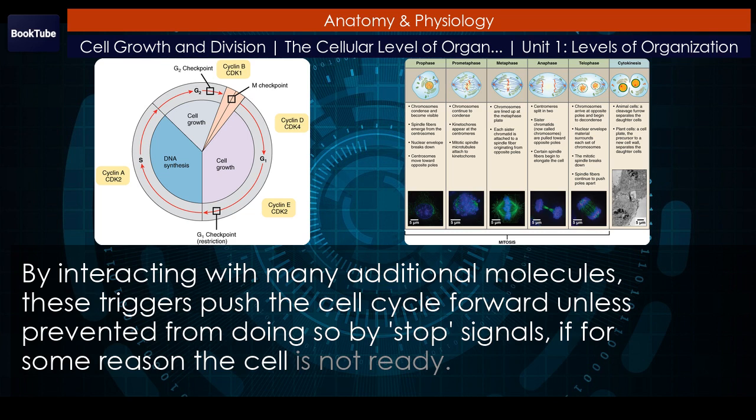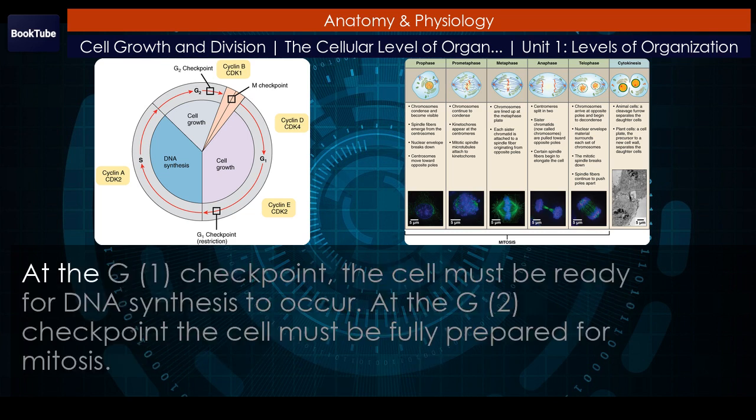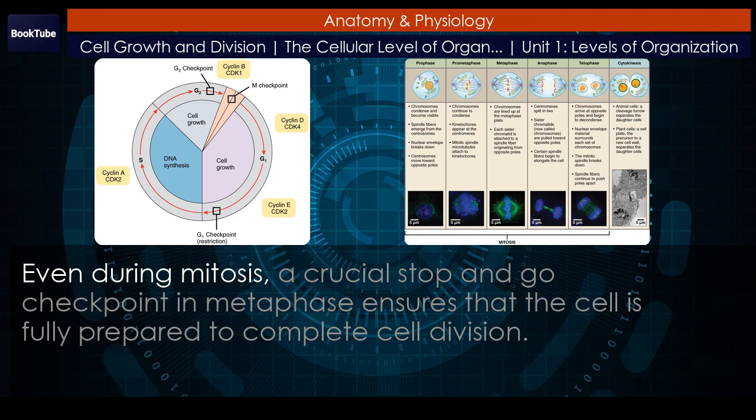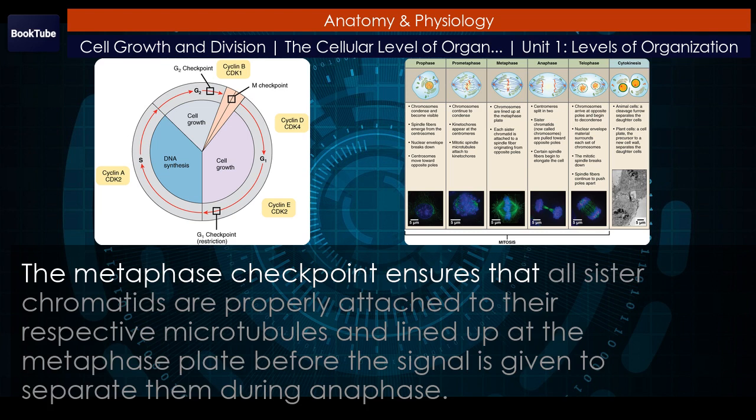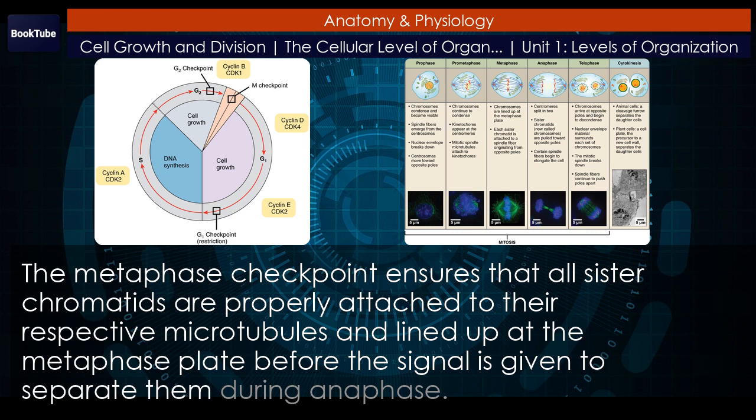If for some reason the cell is not ready at the G1 checkpoint, the cycle is stopped; the cell must be ready for DNA synthesis to occur. At the G2 checkpoint, the cell must be fully prepared for mitosis. Even during mitosis, a crucial stop-and-go checkpoint in metaphase ensures that the cell is fully prepared to complete cell division. The metaphase checkpoint ensures that all sister chromatids are properly attached to their respective microtubules and lined up at the metaphase plate before the signal is given to separate them during anaphase.